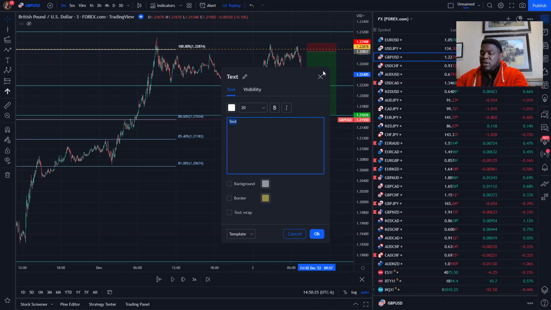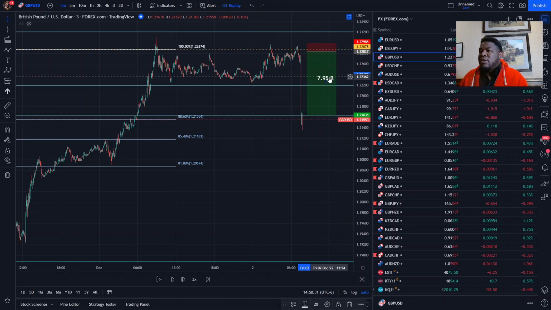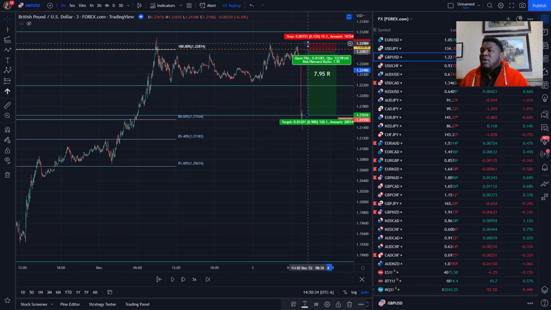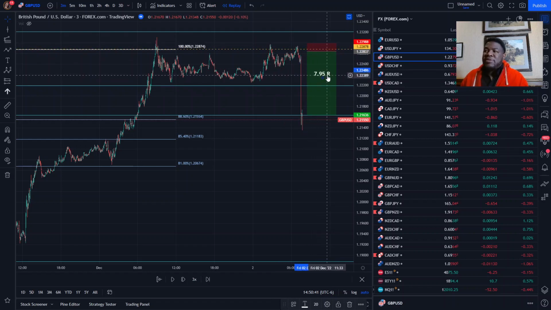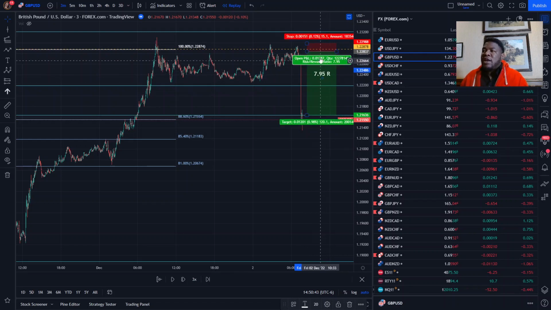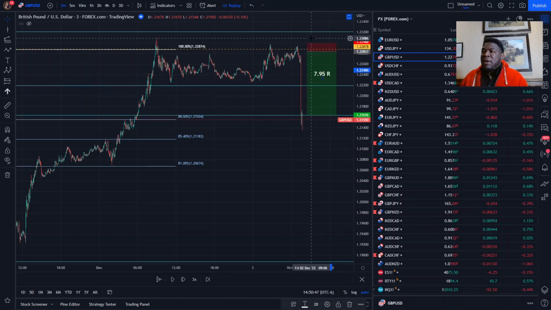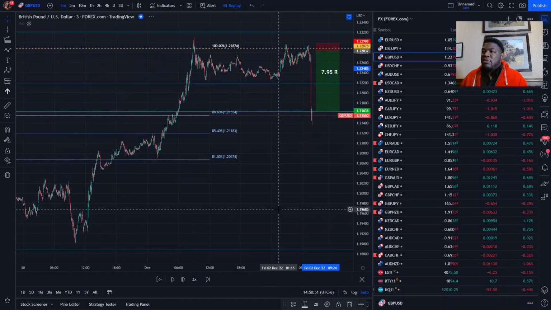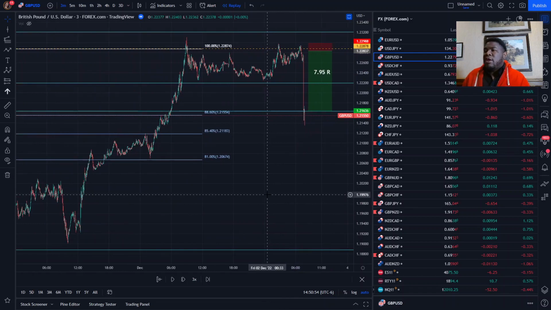That comes out to 7.95 R, which is how much you're risking. So, for example, if you're risking $100, you would lose $100 if the market continued to go up here and you got stopped out. But you would gain 7.95, almost 8 times that. So you would get $800 to the downside if you sold from here with a stop loss above here and then exited the market at this blue line.